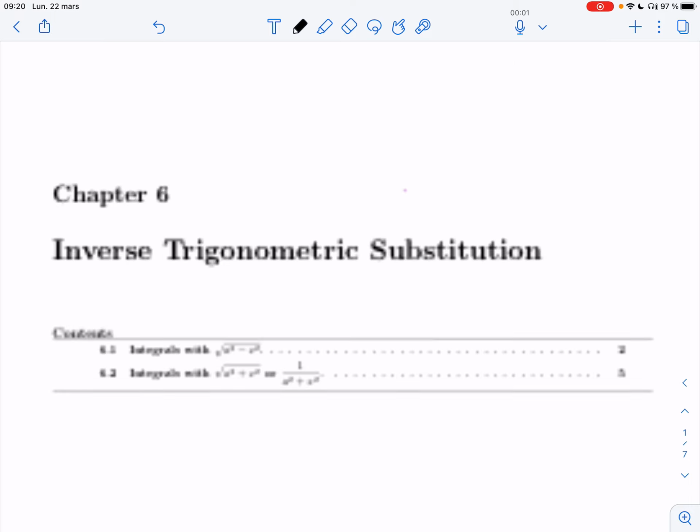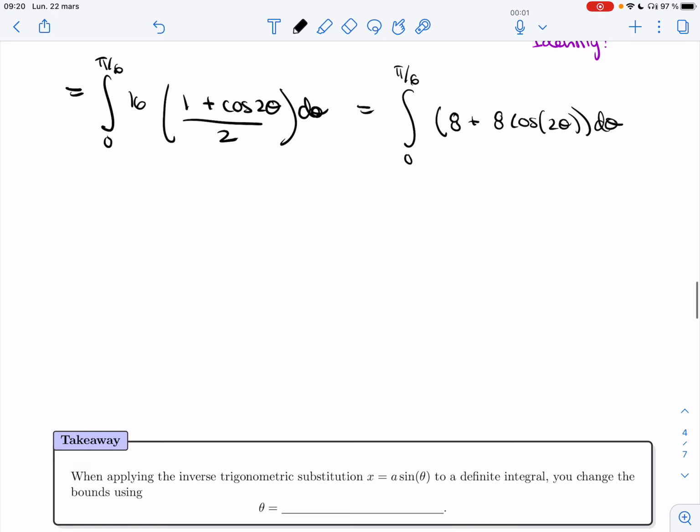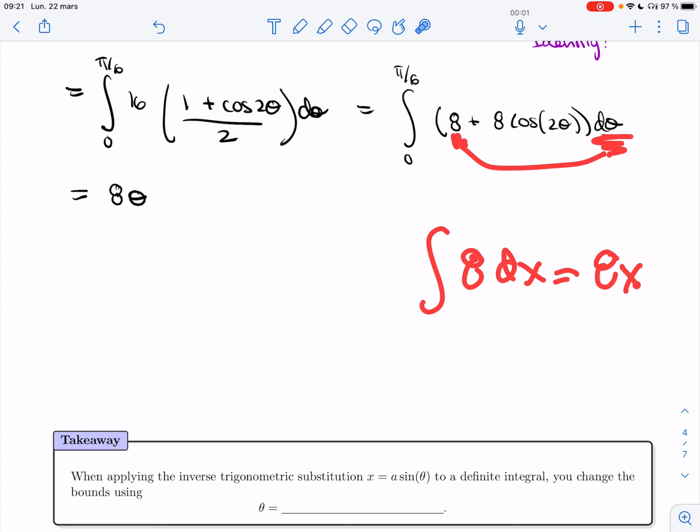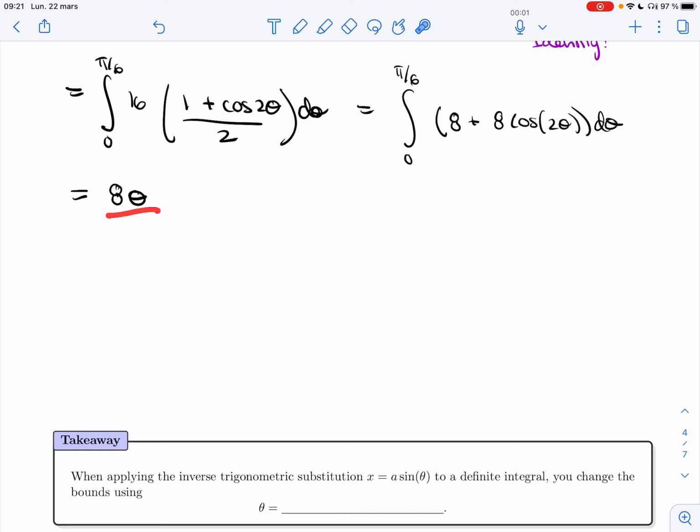Now I can integrate. I know the integral of both parts. So I get 8 theta. Remember, the variable tells you how to integrate. So if I have 8 dx, it's 8x, but if I have 8 d theta, that's 8 theta plus c, whatever your variable is. So here 8 theta, and then 8 sine of 2 theta divided by 2.